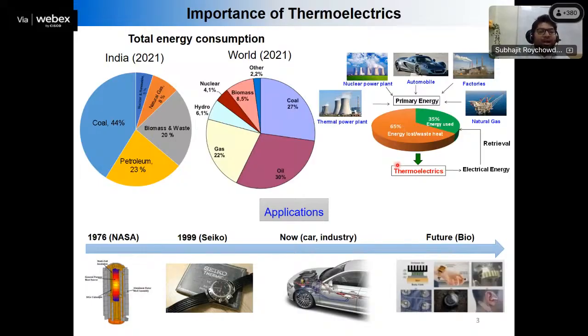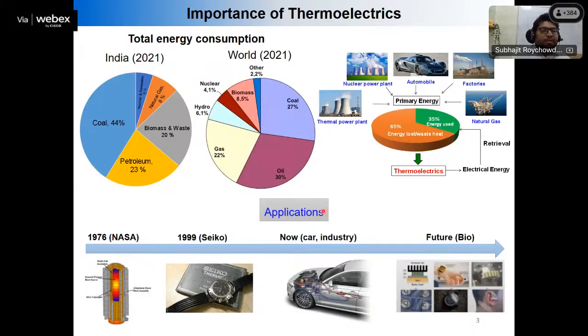So let's say if you run a car with 1 liter of petrol or diesel, you are losing 65% of the energy as heat, and only 35% is actually used by the engine to move it. So what is the fate of that waste heat? Now, if we can convert at least 10 to 20% of that waste heat to some useful form, it will be a huge impact on our society. And thermoelectric material does exactly that. It converts this waste heat to electrical energy.